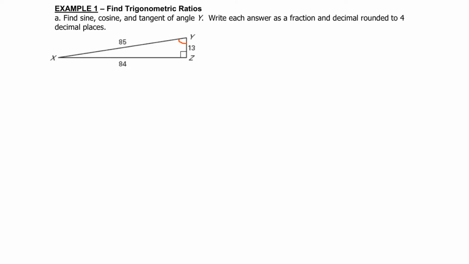So across from that angle, this 84 here, this would be the length of the opposite. So I'm going to call that OPP. Then across from the 90-degree angle, we can see that the 85 there, that is the hypotenuse. And then this other side, the 13 here, that is the side that is adjacent to angle Y.